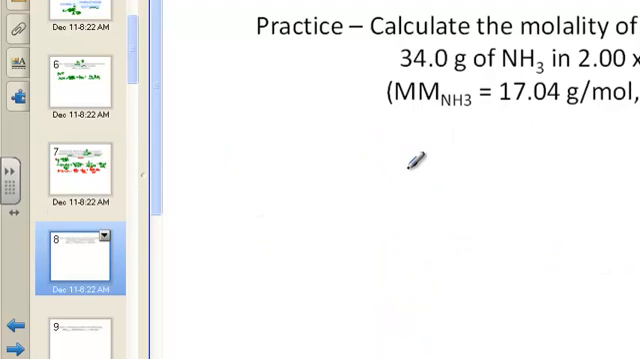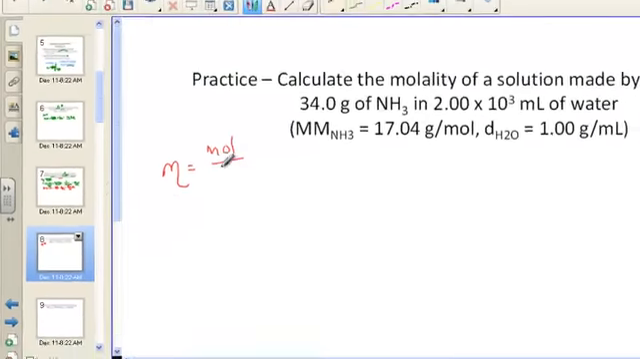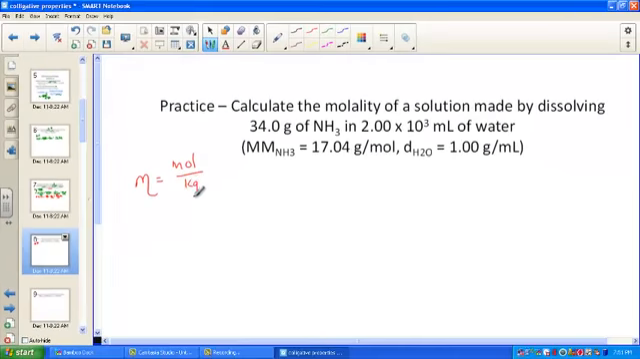We're being asked to calculate the molality of a solution made by dissolving 34 grams of ammonia into 2 times 10 to the third mLs of water. Well, again, just to keep practicing the definition, molality is moles of solute per kilogram of solvent. Water is the solvent, always is, but they gave me a volume reading. No worries, because they've also given me the density of water, which is nice. It's just an easy number of 1.